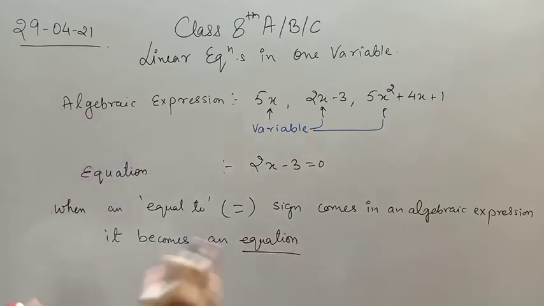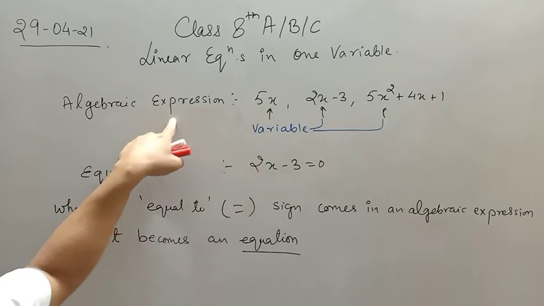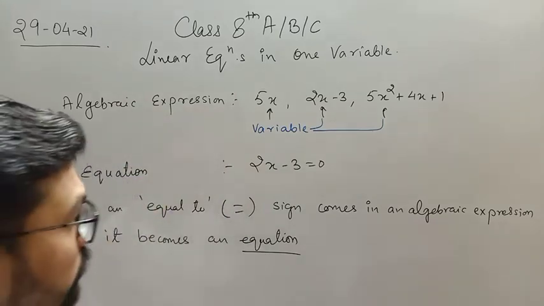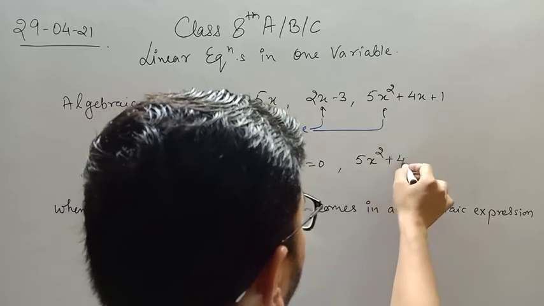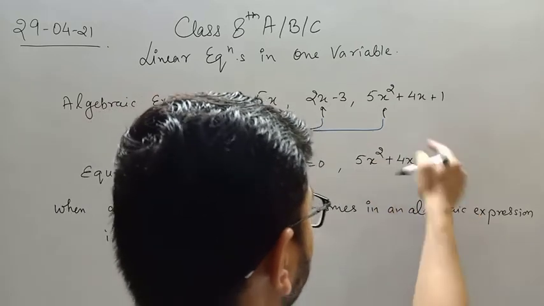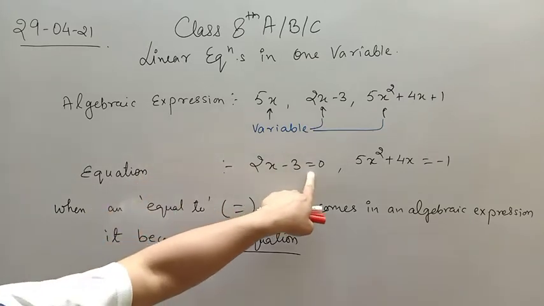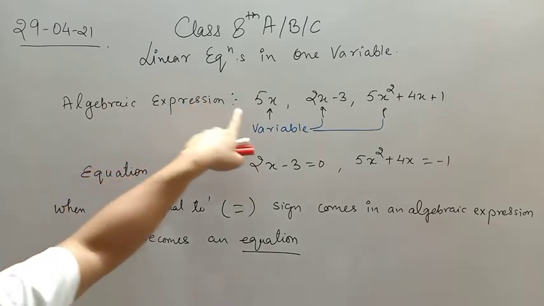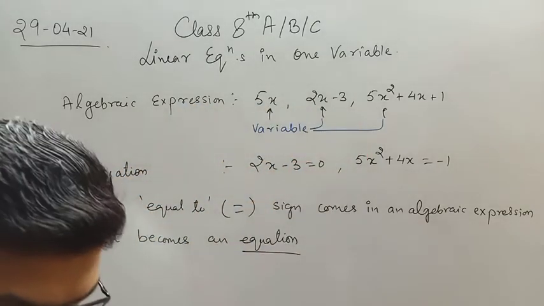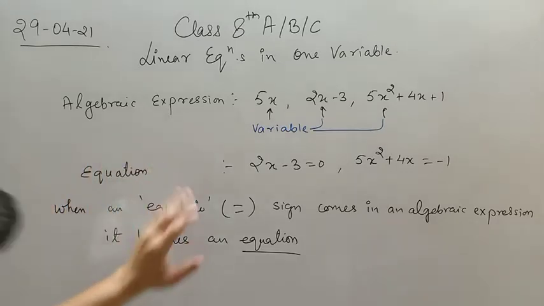Why is it an equation? Because the equal to sign has come, so that's why this is an equation, but this is an algebraic expression. 5x square plus 4x is equal to minus 1. This is also an equation. So an equation consists of an equal to sign, whereas in an algebraic expression you will not get any equal to sign. Any doubt? Okay, then please note it down fast.